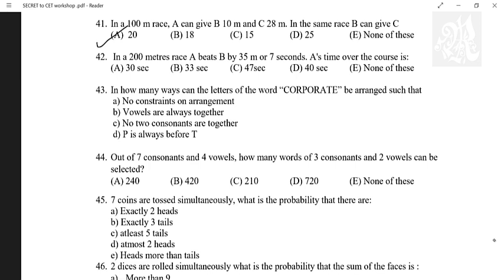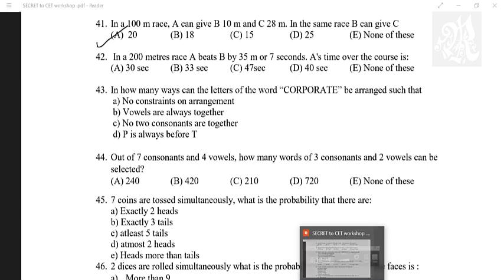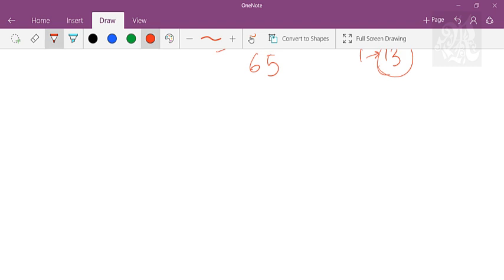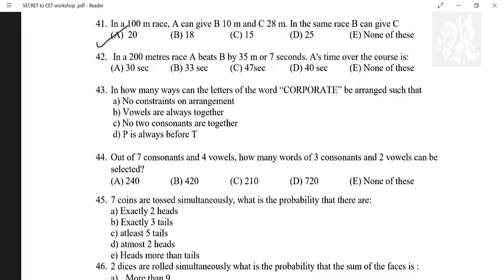How many ways can the letters of the word corporate be arranged? Now have a look. There are 3 simple concepts here. One is called the gap method, one is called the group method. Let's understand both of these, and the third one is alternate arrangement. So they're talking about corporate.